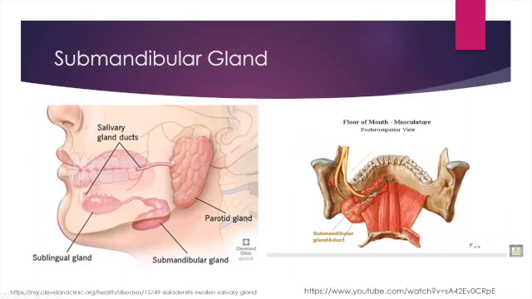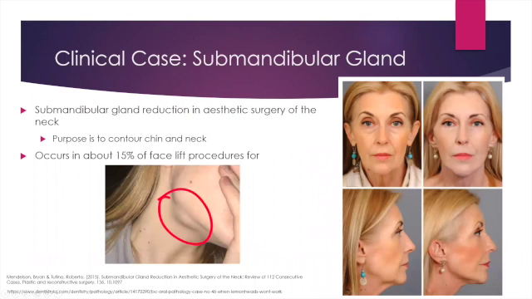The submandibular gland is at the floor of the mouth, and it's located inferior to the mandible, right here. And to look at this picture, this is the bottom jaw, so this is the bottom set of teeth. And here's the submandibular gland. So a clinical case is an aesthetic surgery that some women or men choose to do, and this is a submandibular gland reduction. It has really no medical purpose. It's really more for aesthetics, and it's to help with contouring the chin and neckline.